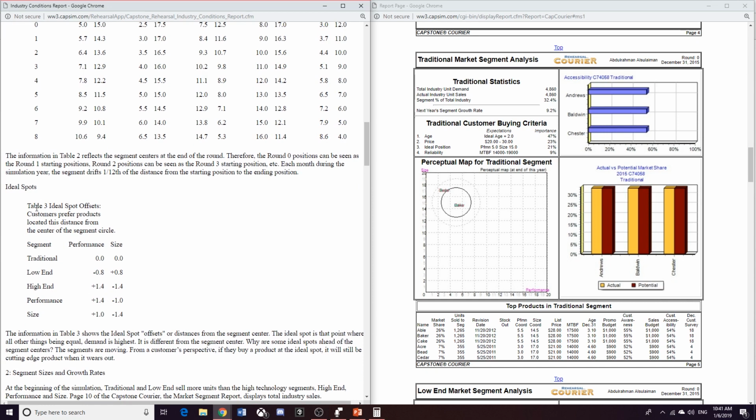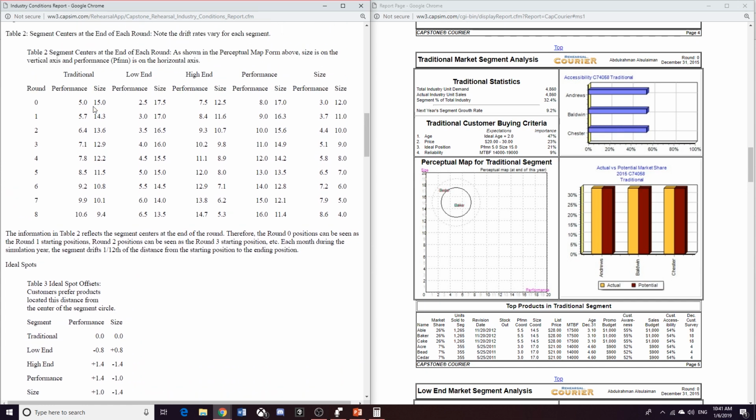So here it says the third table, this one, ideal spot offsets. So customers prefer products located this distance from the center of the segment circle, right? So for traditional, it is very easy to calculate. We just did it right now. So whatever is in here for traditional, this is what customers want.